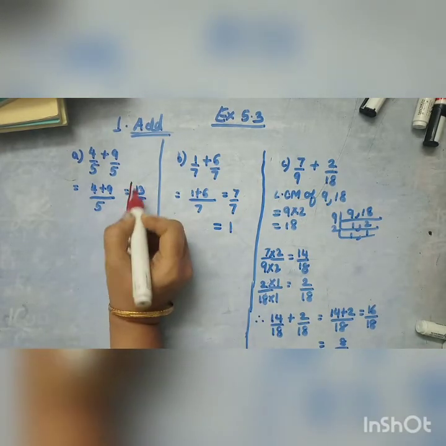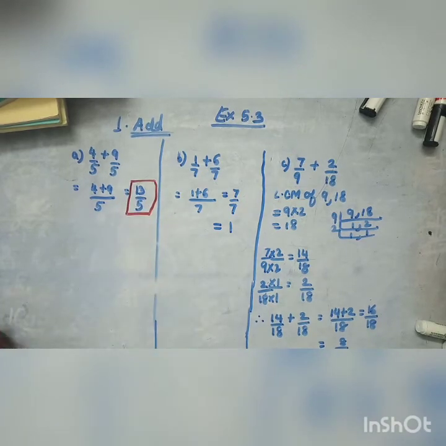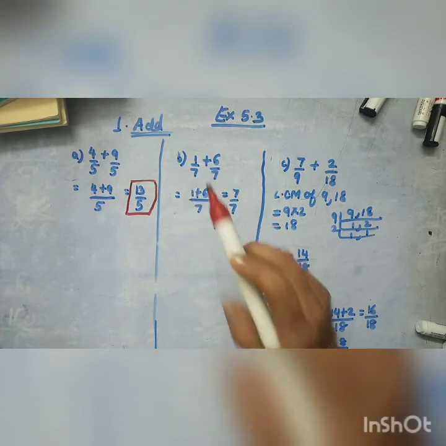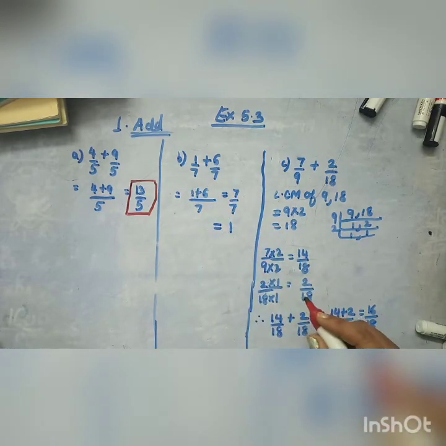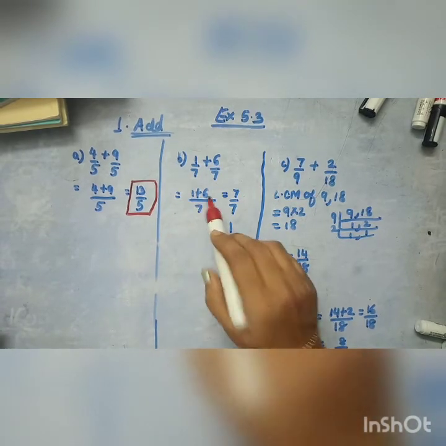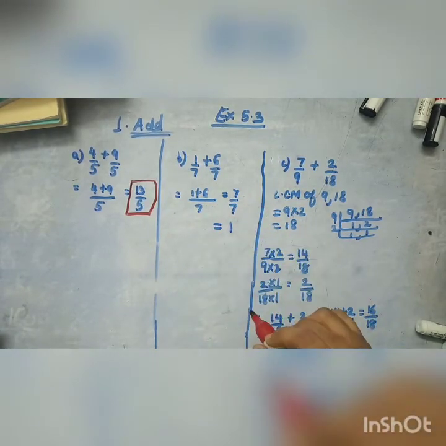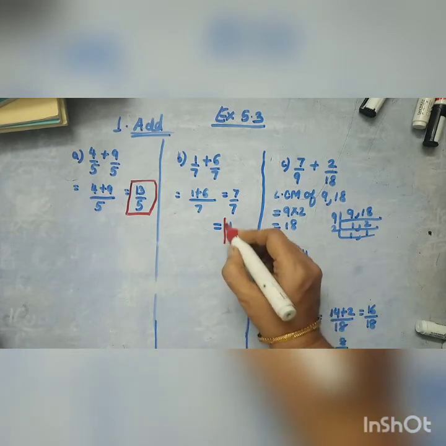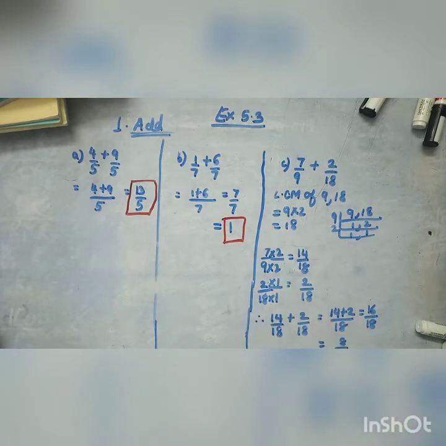So this is your addition. Okay, this is your answer for the first addition. Similarly for second में भी आप देख पा रहे हो दोनों नीचे डिनोमिनेटर सेम है, इसीलिए इसका एलसीएम 7 आता है। और फिर 1 + 6, so 1 + 6 is equal to 7 upon 7. So 7 upon 7 is nothing but 1.